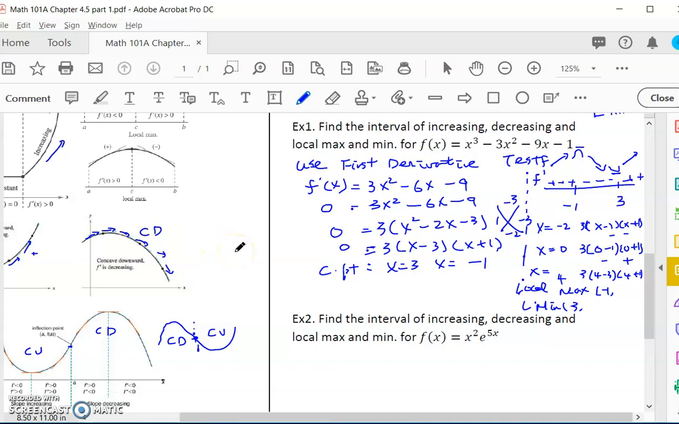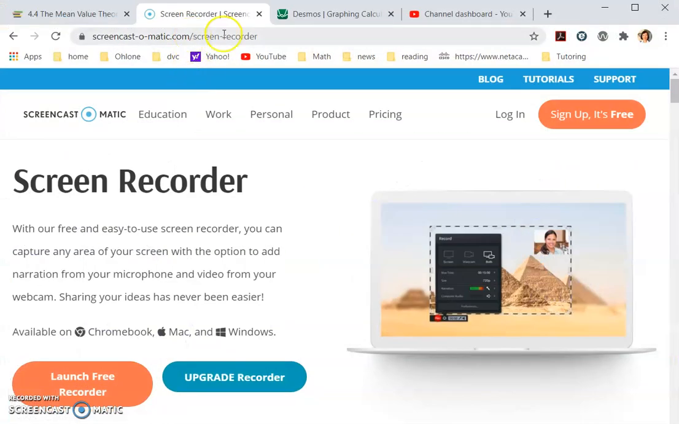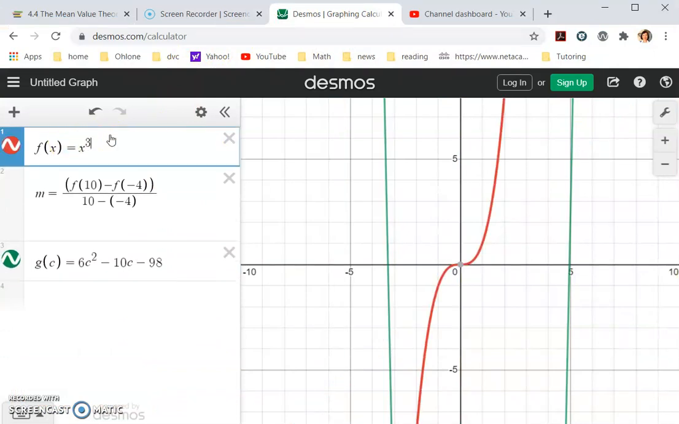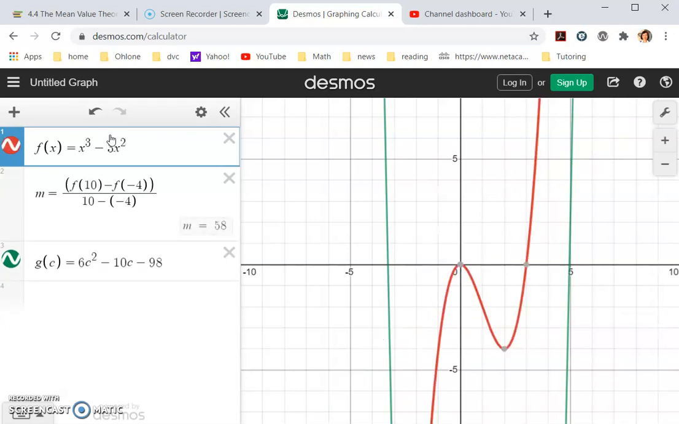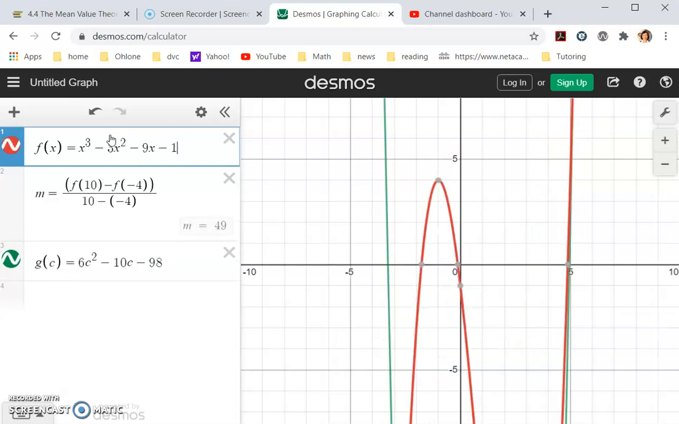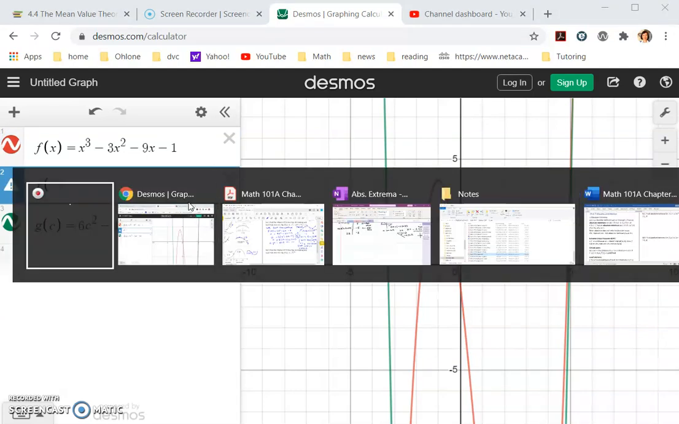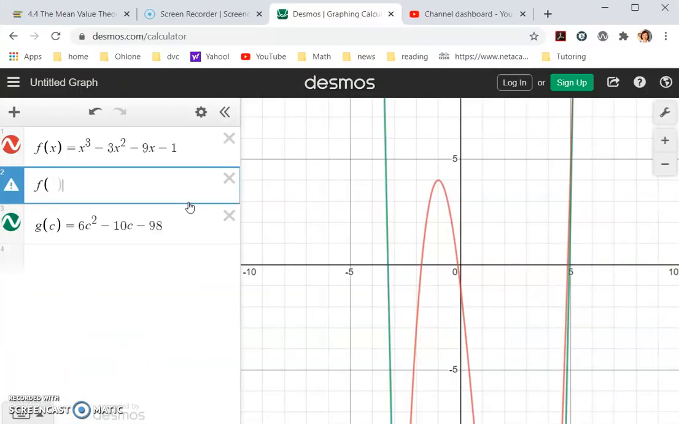So let's see, what was it? x cubed, write it down. x cubed minus 3x squared minus 9x minus 1. Do I have enough time? f of x equals x cubed minus 3x squared minus 9x minus 1. And then I just need to have f of, what was it? The two points are 3 and negative 1. f of 3.